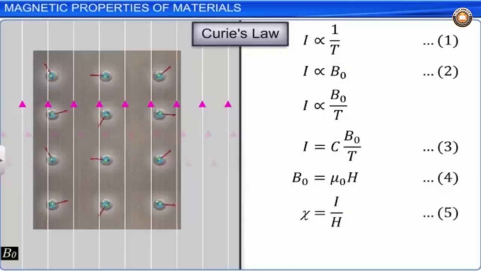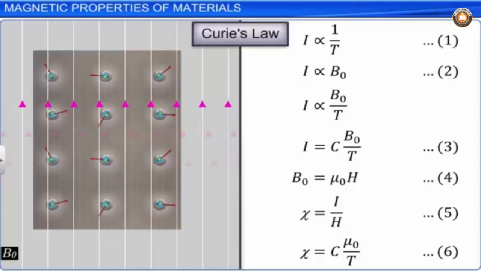Substituting equation 4 and 5 in equation 3, and on simplification, we get chi is equal to C into mu0 by T. This is known as Curie's law, where C is called Curie's constant. Let this be equation 6. Thus, the magnetic susceptibility chi depends on the nature and the temperature of the material.